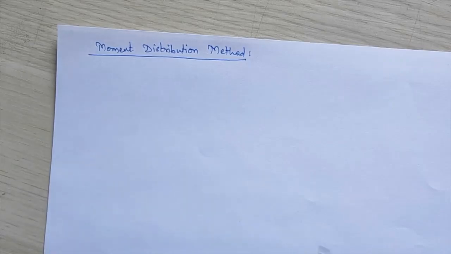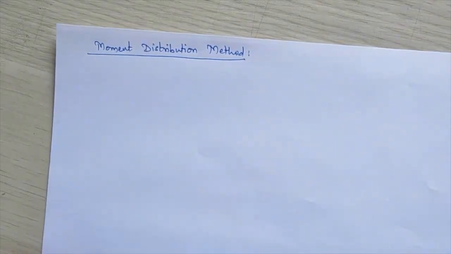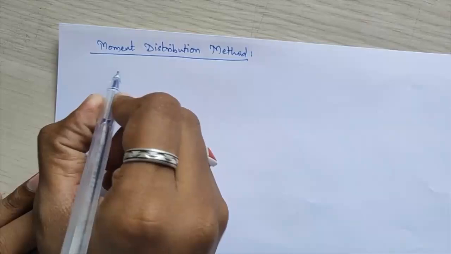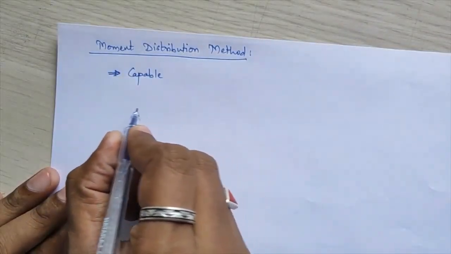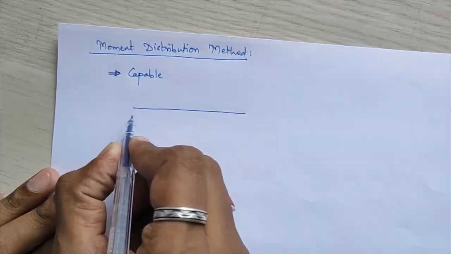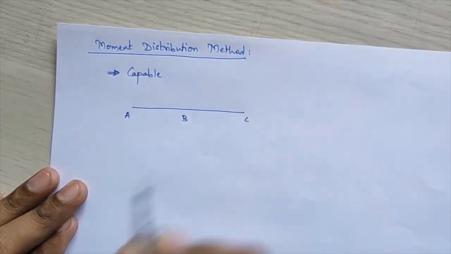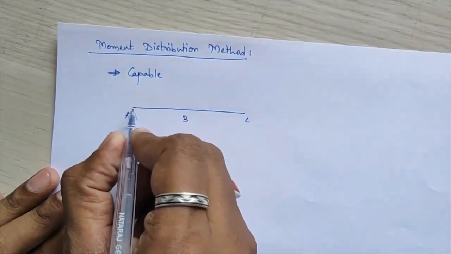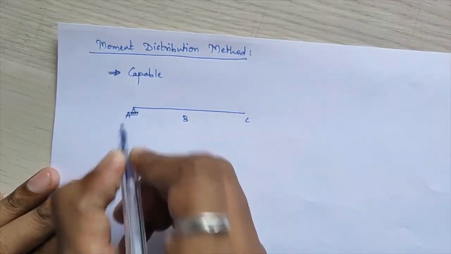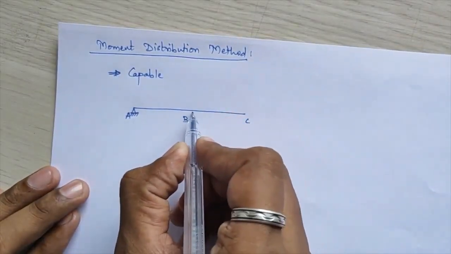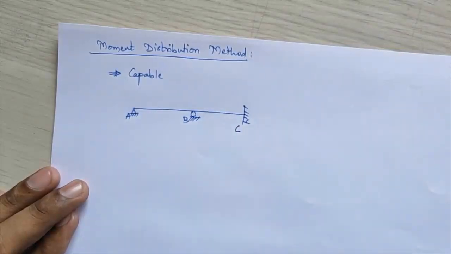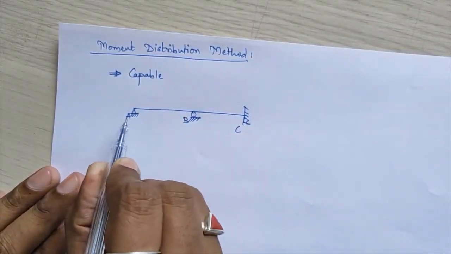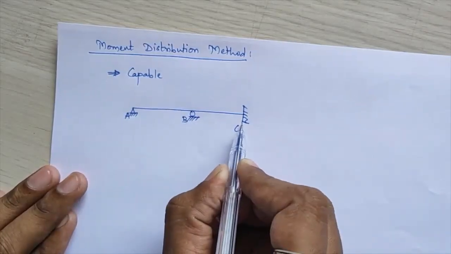But while distributing the moment from support to span or from span to support, the condition is that the particular support must be a capable support. Suppose I consider a continuous beam A, B, C, in which at joint A there is a hinge support, at joint B there is an intermediate roller support, and at joint C there is a fixed support. So I have to distribute the moments from A to B and then from B to C.